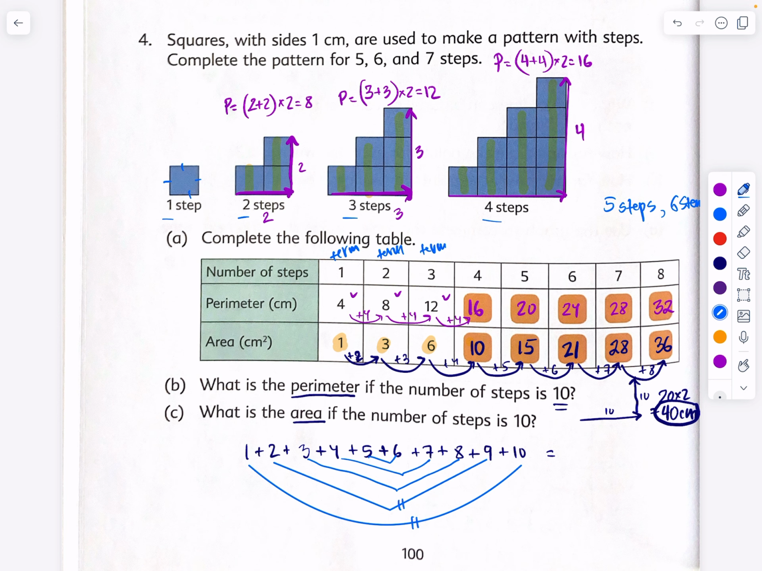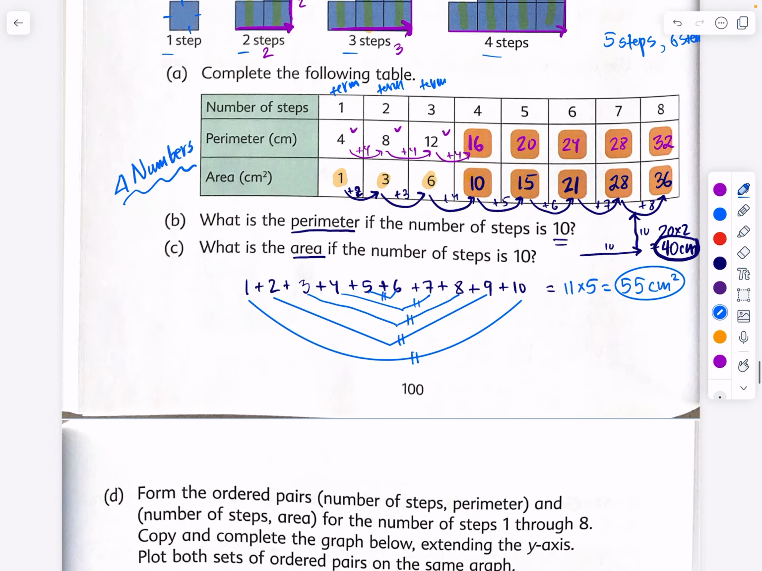I hope you got a hang of it. My friends, these numbers, 1, 3, 6, 10, 15, 21, 28, 36, are called triangular numbers. This is a triangular number pattern, triangular numbers, okay?